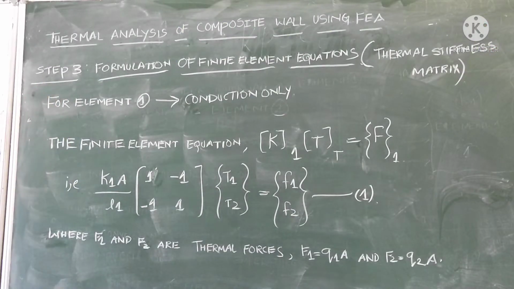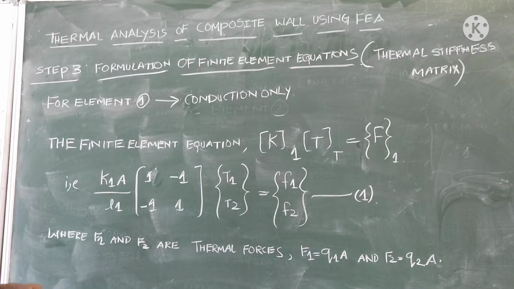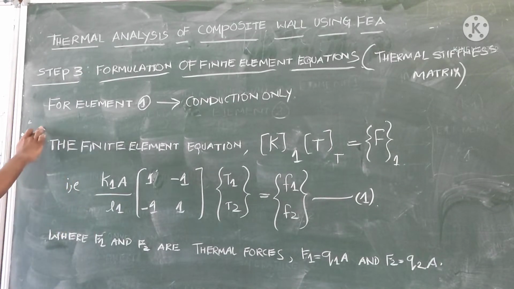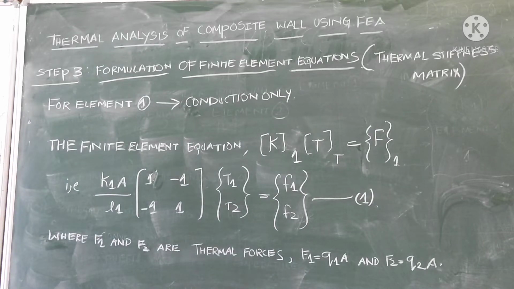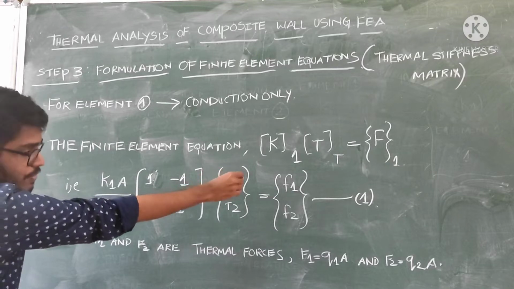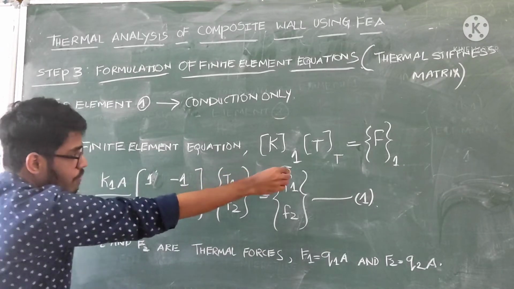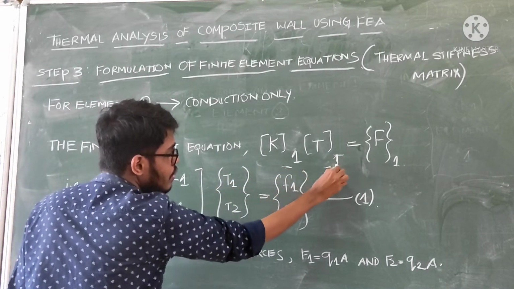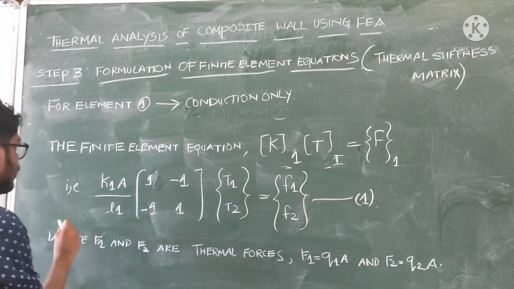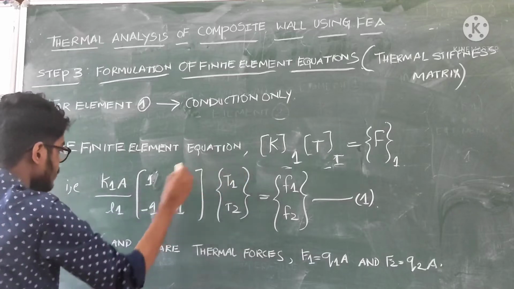Then step 3, formulation of finite element equations. Here the equation is called thermal stiffness matrix. In structural problem, that is element stiffness matrix. For element 1, there is conduction only. Then the finite element equation is K for first element into T for first element is equal to F. F is thermal force, that is expanding these matrices.